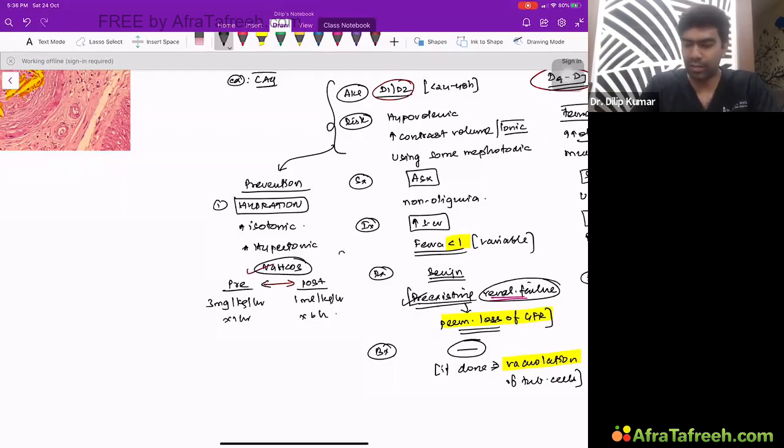But current studies have shown there is not much benefit with these hypertonic solutions. Nevertheless, for exams, you need to know. So hydration is the key. But ultimately, in exam, if they ask you the first thing, it boils down to isotonic solutions. Simple normal saline is more than enough. Just adequately hydrate.